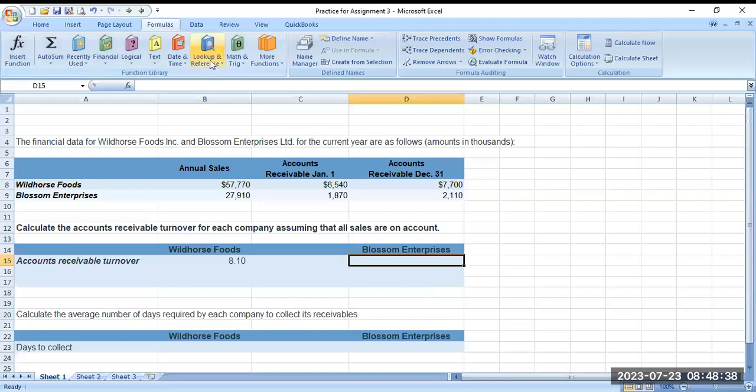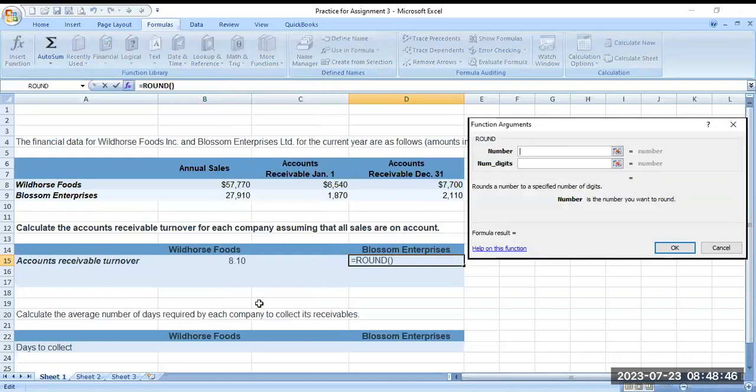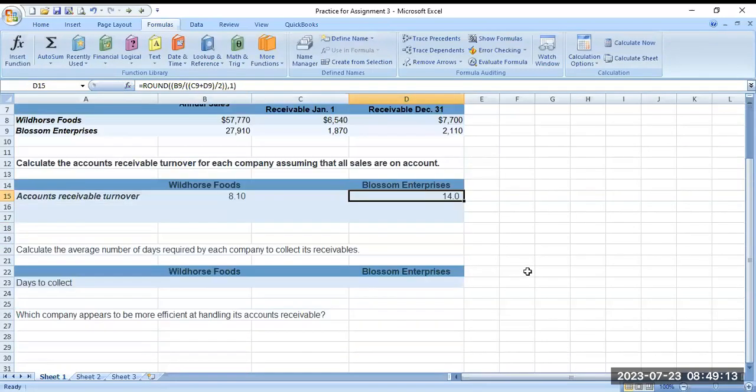Let's do it now for the next company. For the next company, we're going to do exactly the same. Now we're going to go a little bit faster, since we already know what we're doing. Again, brackets, sales divided by 2 brackets, beginning plus ending, close the brackets, divided by 2, close the brackets for the denominator, close the brackets for the formula, and we get the number. 1 decimal after, and we're there. We got our second number.